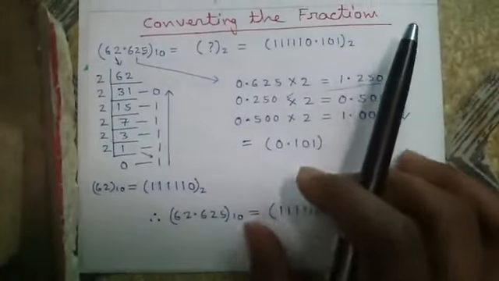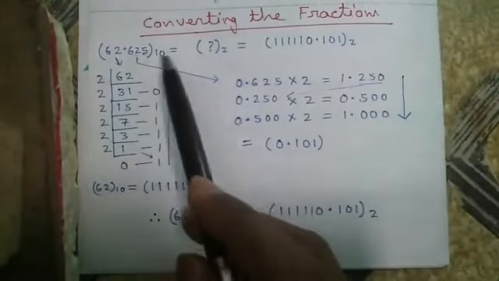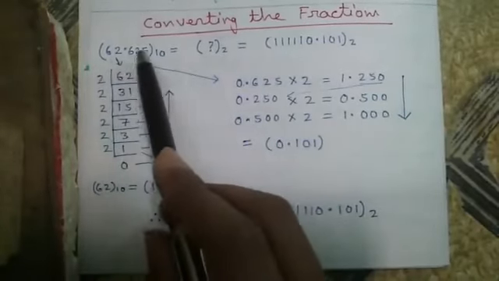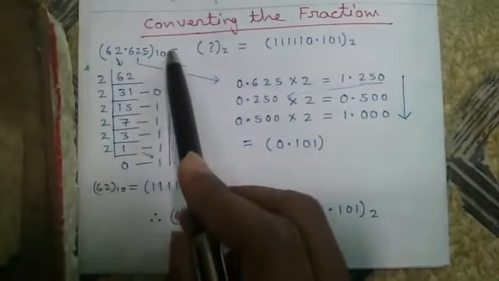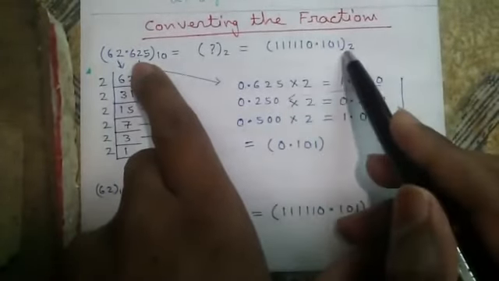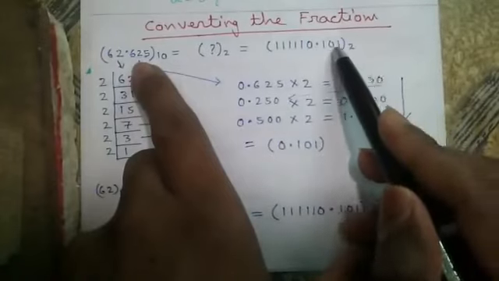Converting the fraction. Till now we did conversion using integers, yet now we will do conversions using the fraction also. So 62.625 in decimal. What is the binary equivalent? For 62, do the conversion as usual. For 0.625, I will tell you. Take the fraction part and multiply that by destination base. Here destination base is 2 or binary.